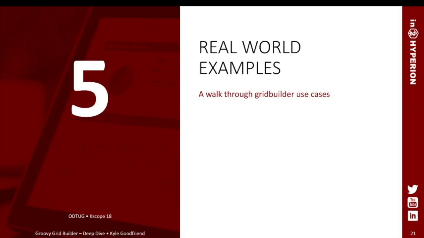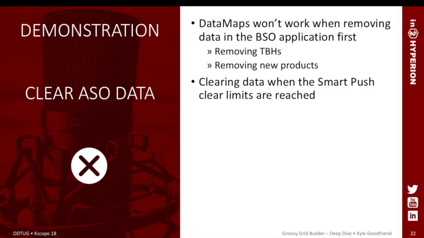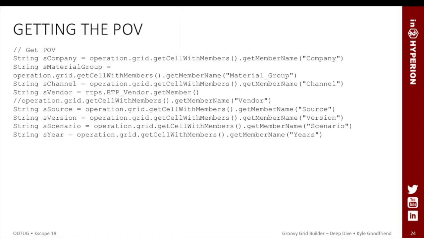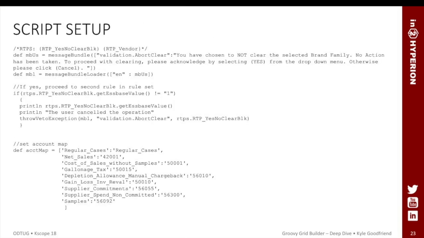So just some real world examples, and I'll speed through this, but the code is all in here. Clearing data in ASO: I've had several people reach out to me and say that they basically want to be able to run an MDX query on the ASO using the point of view on a form saved in a calculation. And there's no way to do that. With Grid Builder, you actually can. So that's one thing that you can use this for. Again, all the details are in here, so you guys can walk away with this.